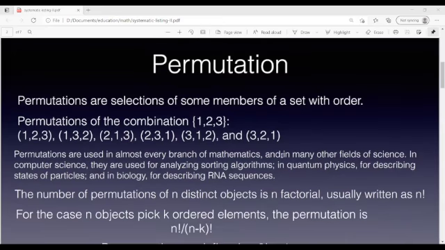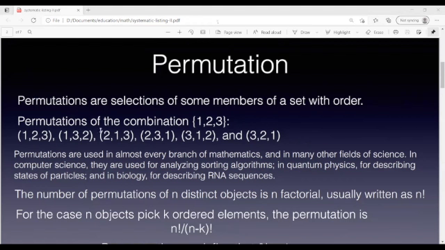So permutation is selections of members of a set with order. So order matters. So permutation of 1, 2, 3: 1, 2, 3; 1, 3, 2; 2, 1, 3; 2, 3, 1; 3, 1, 2; and 3, 2, 1. So you can see the order matters.